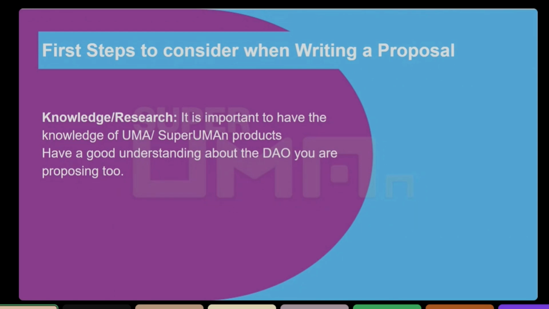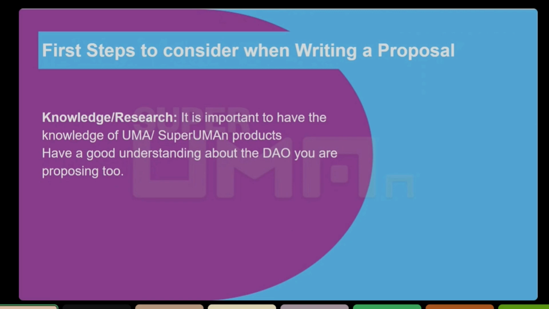So when you just join the Superhuman, you need to maybe go to the education team, understand what the Superhuman or UMA products are about, have the ground knowledge. That's the first important thing you need to do. You need to really understand what KPI options are about. Then you also need to understand the basic idea around the DAO you're writing to.